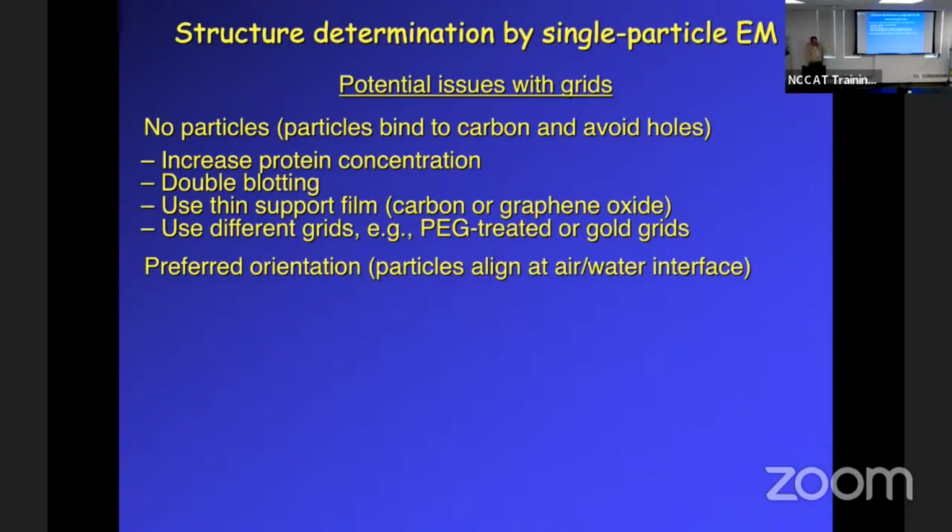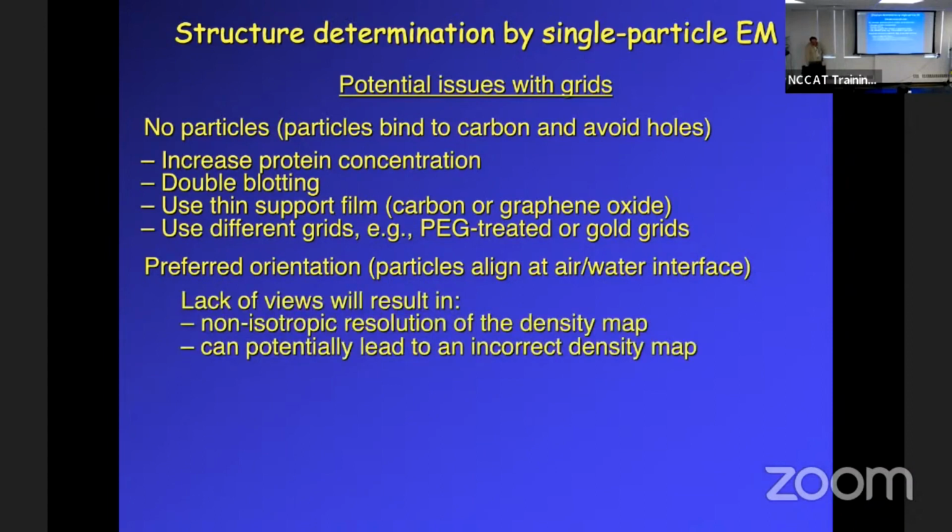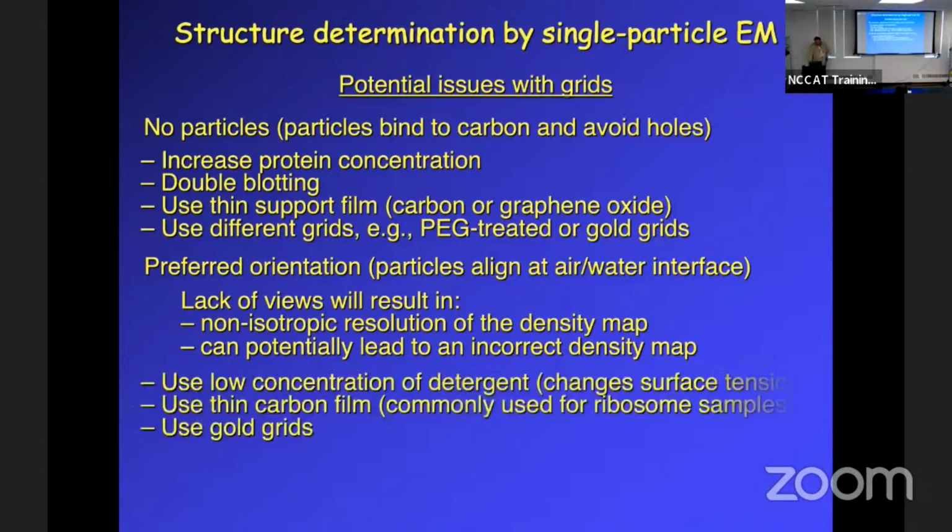And then the other thing is that you have preferred orientations, and as Rich mentioned, this is because of the alignment at the air-water interface. The problem with this is, of course, that if you lack certain views, the resulting map will be anisotropic in resolution, and that can create problems when you build models. There are all kinds of ways to get rid of this. The most common way these days is to use a low concentration of detergent, which will change the tension of the air-water interface, and you will have more luck keeping the proteins in solution.